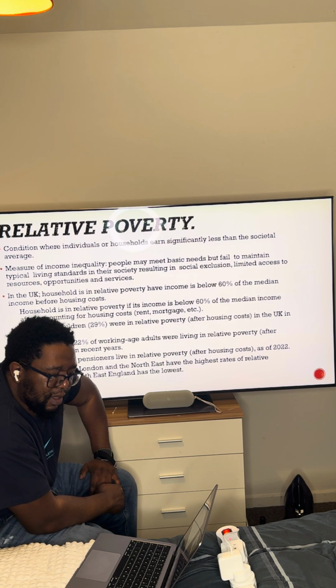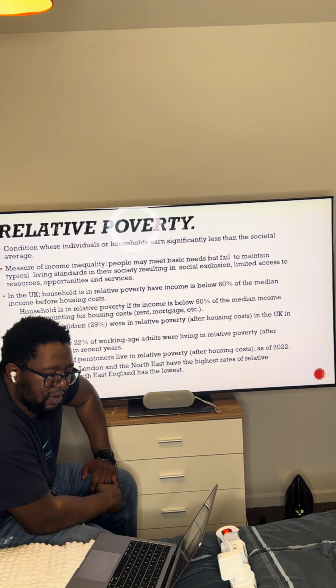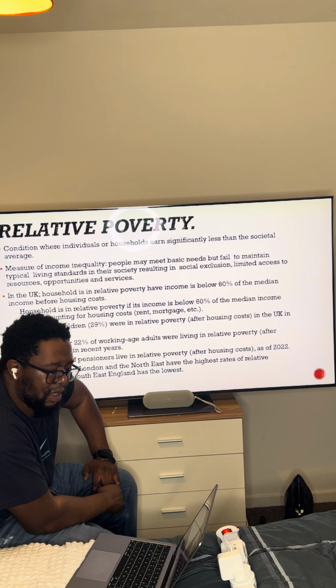In the UK, a household is in relative poverty if it has income below 60% of the median income before housing costs. Households are also in relative poverty if it is below 60% after accounting for housing costs, rent, and mortgage.